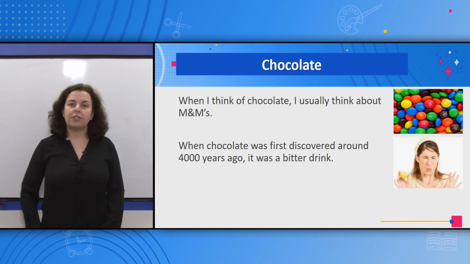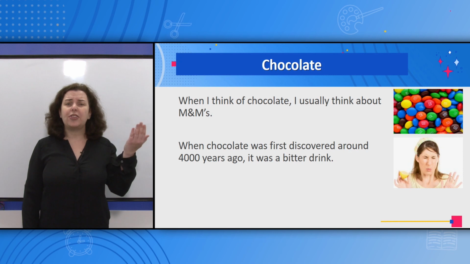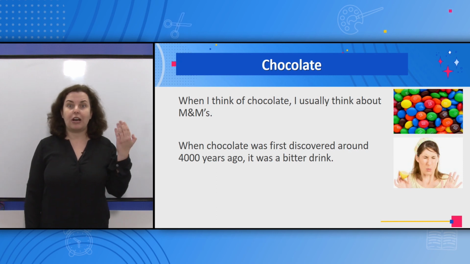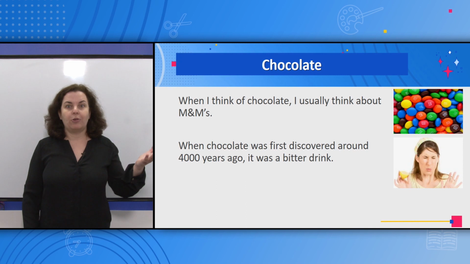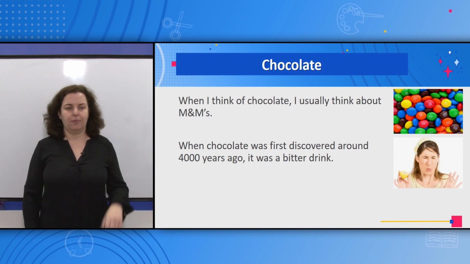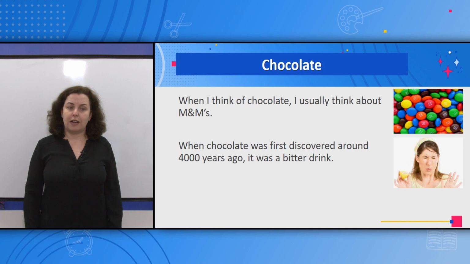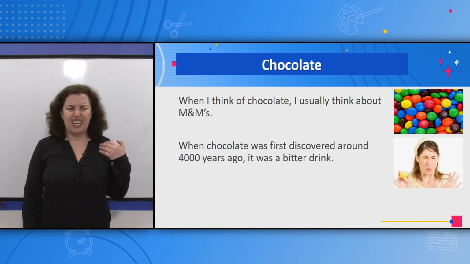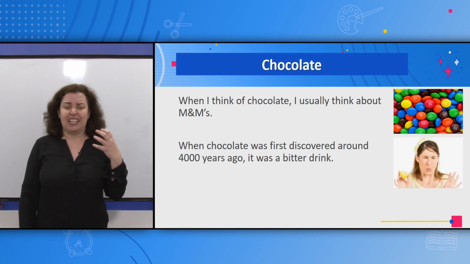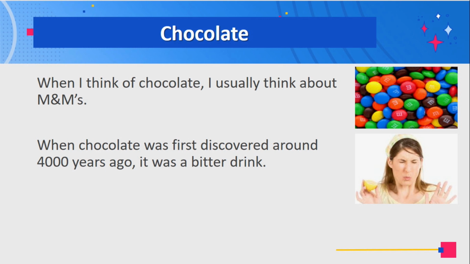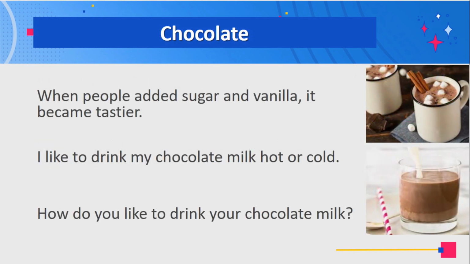When chocolate was first discovered around 4,000 years ago, someone found the cocoa tree. So when chocolate was first discovered around 4,000 years ago, it was a bitter drink. You see the picture of the person with the lemon? It's bitter. Bitter is mar. When people added sugar and vanilla, it became tastier. It became much better.